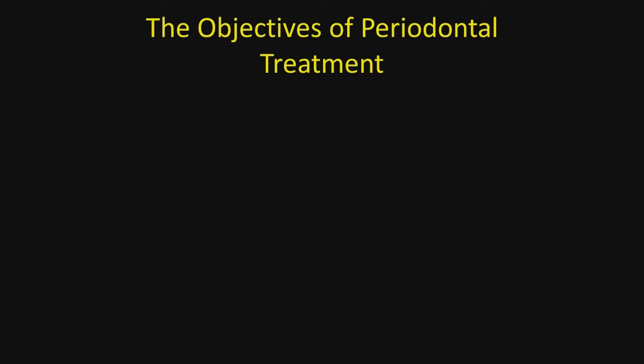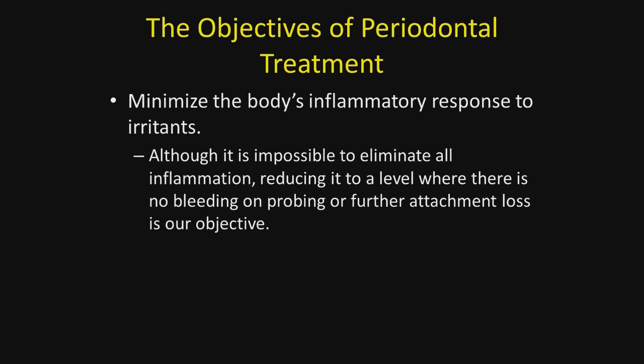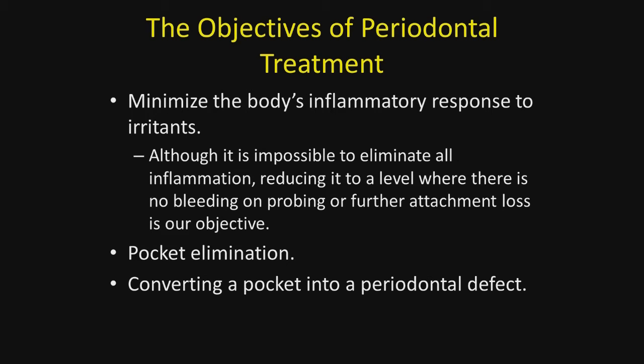Now let's talk about the objectives of periodontal therapy. First of all, we want to minimize the body's inflammatory response to all irritants. Although it is impossible to eliminate all inflammation, reducing it to a level where there is no bleeding on probing or further attachment loss is our basic objective. Pocket elimination certainly should be our number one choice, but if we can't get pocket elimination, what we want to do is to convert a pocket into a periodontal defect.